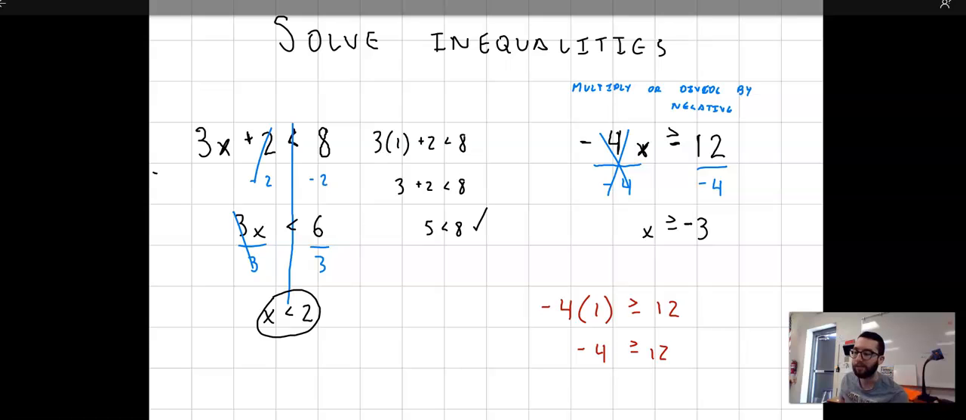So anytime you multiply or divide by a negative, you need to flip the symbol. Because I multiplied, or actually I divided by a negative here, I need to switch my symbol. It is now facing the other way. So that is the last trick. When you multiply or divide by a negative, just make your symbol face the other direction.